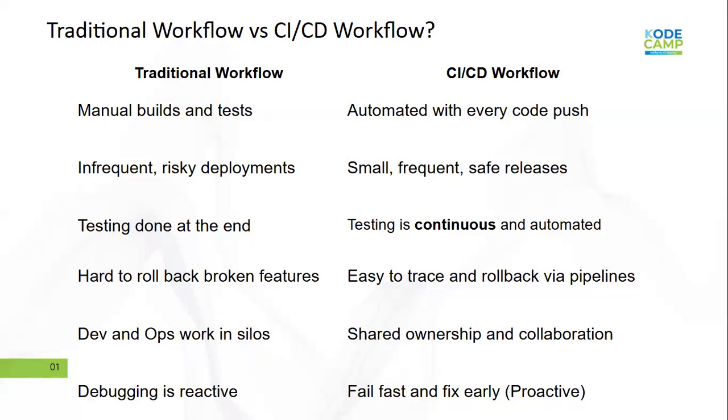For traditional workflow, testing is done at the end. With CI/CD, testing is continuous and automated. That explains itself. Then traditional workflow is hard to roll back broken features, while with CI/CD they're easy to trace and roll back via pipelines.